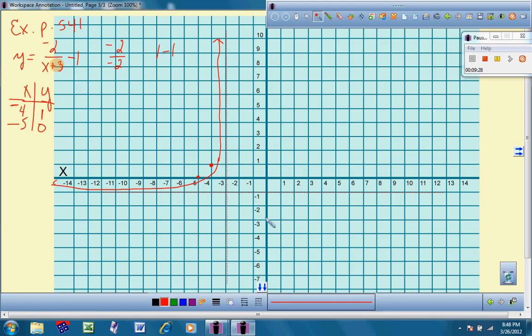Alright, since my first branch is here, I know now that I can choose x values that are within this region so that I can sketch my second branch. So I'm going to first go ahead and attempt negative 1. Okay, when I plug in negative 1, I get negative 1 plus 3, which is 2. So I get negative 2 over 2, which is negative 1. Put in your k value of negative 1. Negative 1 plus negative 1 is negative 2. So when x is negative 1, y is negative 2. I'll go ahead and plot that point.